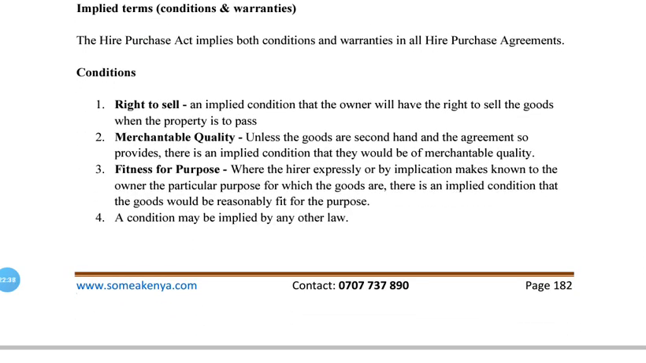the seller will have the right to sell, or maybe the hirer, the owner, or the seller, in this case, the hire purchase entity, has a right to sell. So an implied condition that the owner will have the right to sell the goods when the property is to pass. Number 2, merchantable quality.